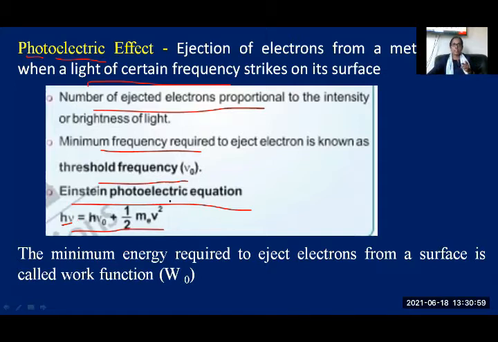h nu naught, h is again Planck's constant. Nu naught is the minimum frequency that is needed for the ejection of an electron, that is called the threshold frequency. And m is the mass of the electron that is ejected, and v is the velocity of the electron ejected, so half m v square accounts for the kinetic energy associated with the ejected electron, and h nu naught accounts for the potential energy. The minimum energy required to eject an electron from the surface is called the work function.